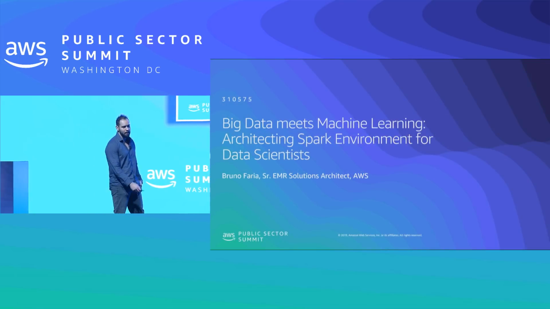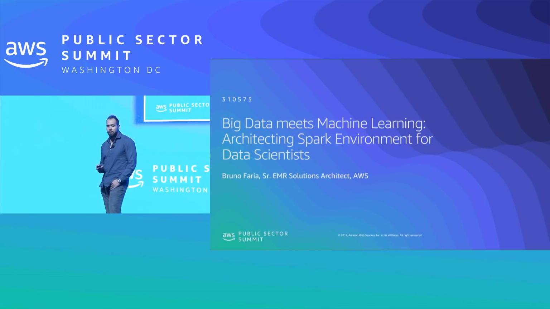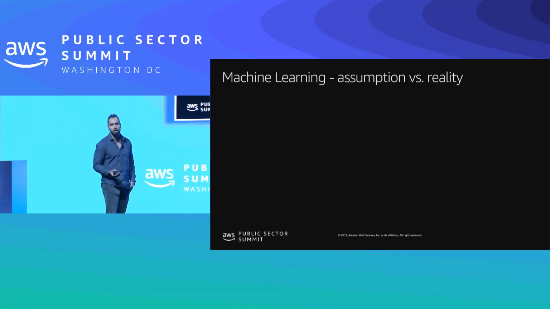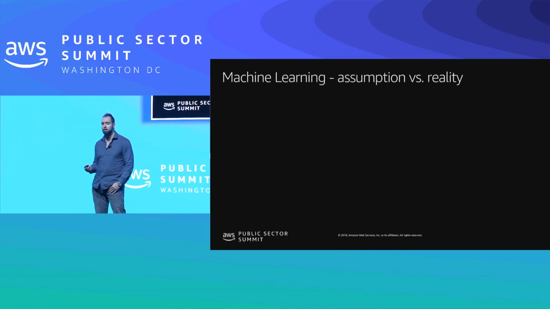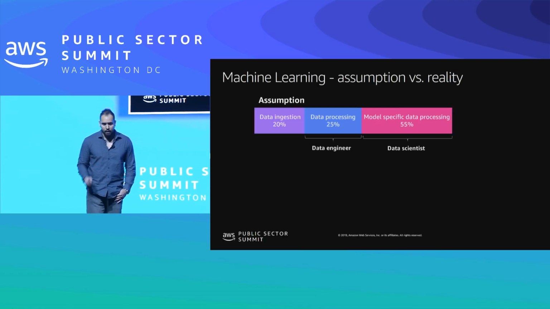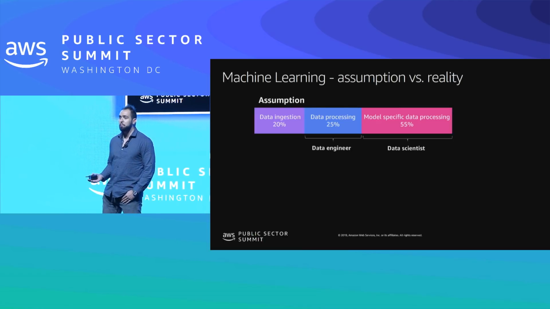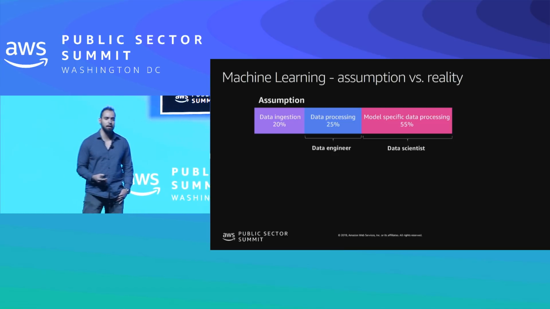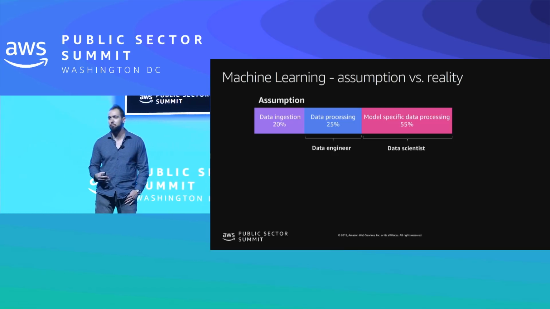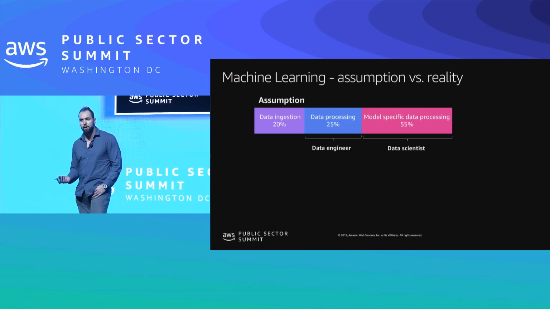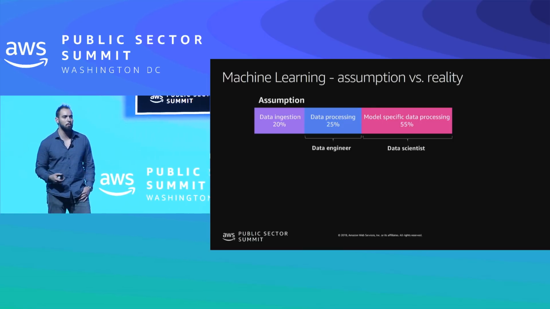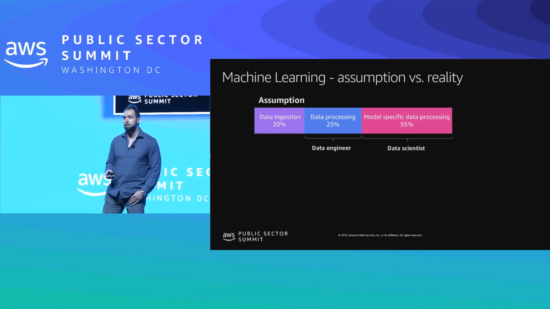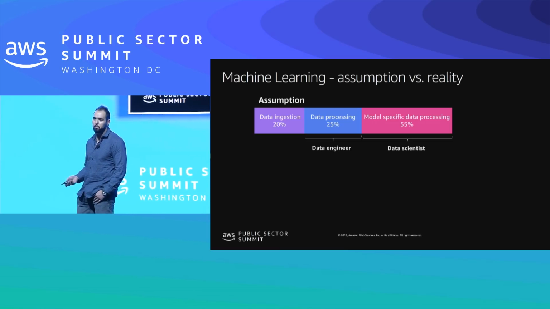The first thing that I would like to talk about really is the machine learning assumption versus reality. This is something that we hear very often when talking to our customers. One of the first assumptions about machine learning pipelines today is that most of the work is actually spent on the model architecture, or with the data scientists configuring and applying their machine learning models or model-specific data processing. That's the assumption. However, this assumption is far from the reality.